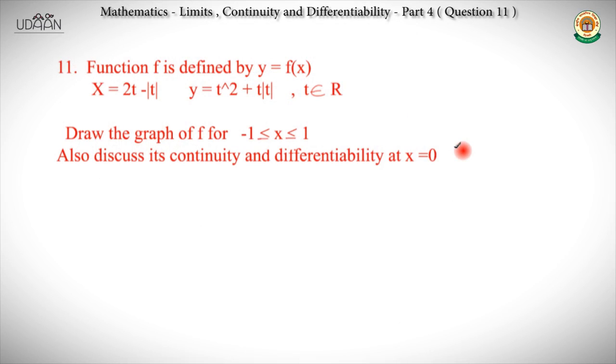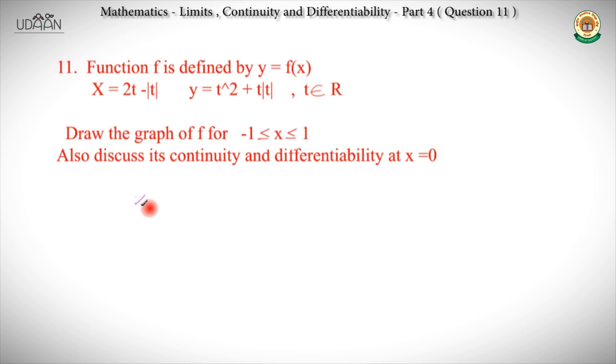Right, so we have the 11th question. Coming to the 11th question, it is: function f is defined by y is equal to f of x, where x is equal to 2t minus mod of t, y is equal to t square plus t into mod of t, where t is a real number. Draw the graph of f for x from minus 1 to 1. Also discuss its continuity and differentiability at x is equal to 0. So let's go ahead with this problem step by step, please.